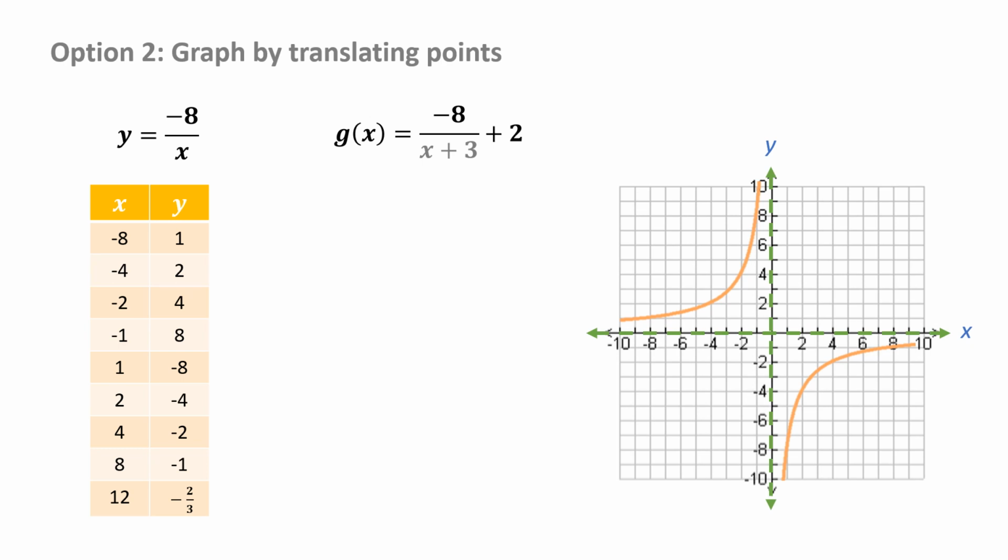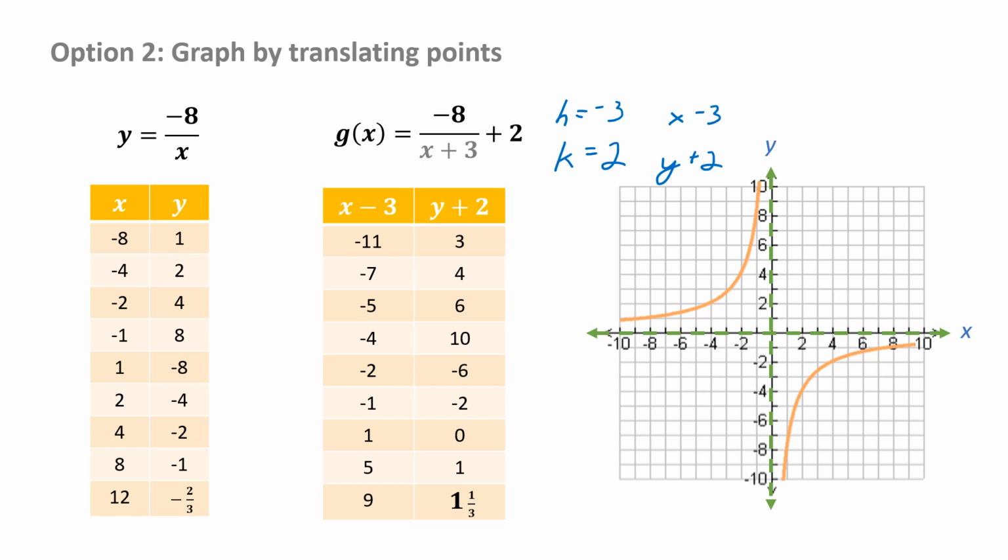And recall from before that we said the h value was -3 and k was 2. So we could take those x and y values and we could say, well, to every x value, we're going to subtract 3. To every y value, we're going to add 2. And if you complete that table, you'll see that the points that we had there shifted 3 units to the left and 2 units up. There's my fancy animation. And just don't forget the arrows at the end of each branch.